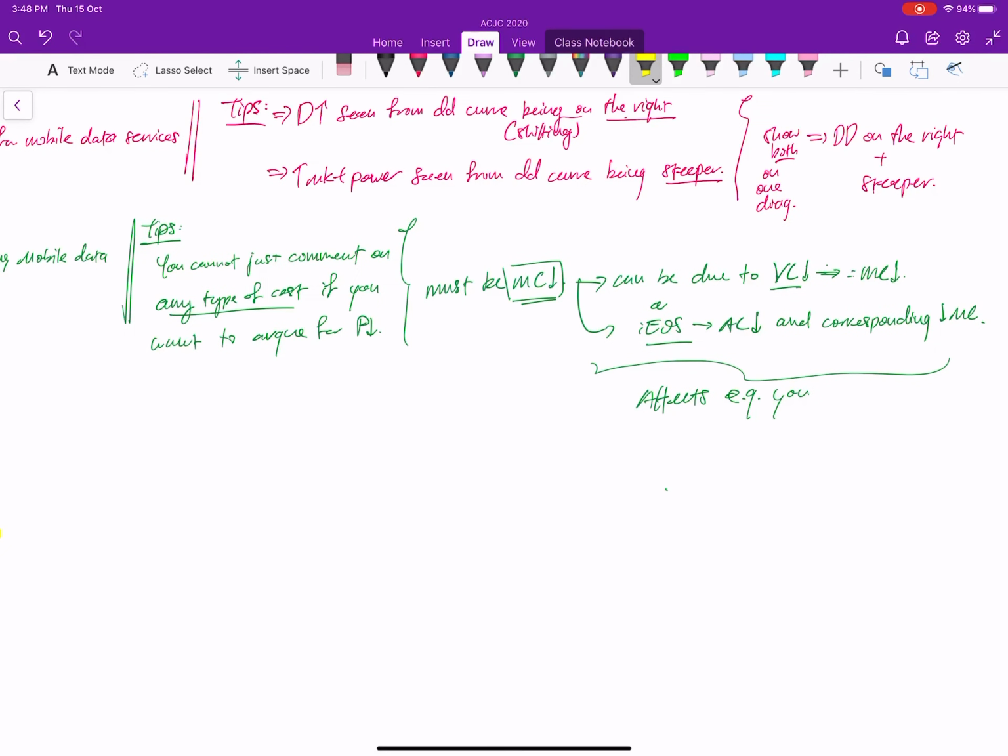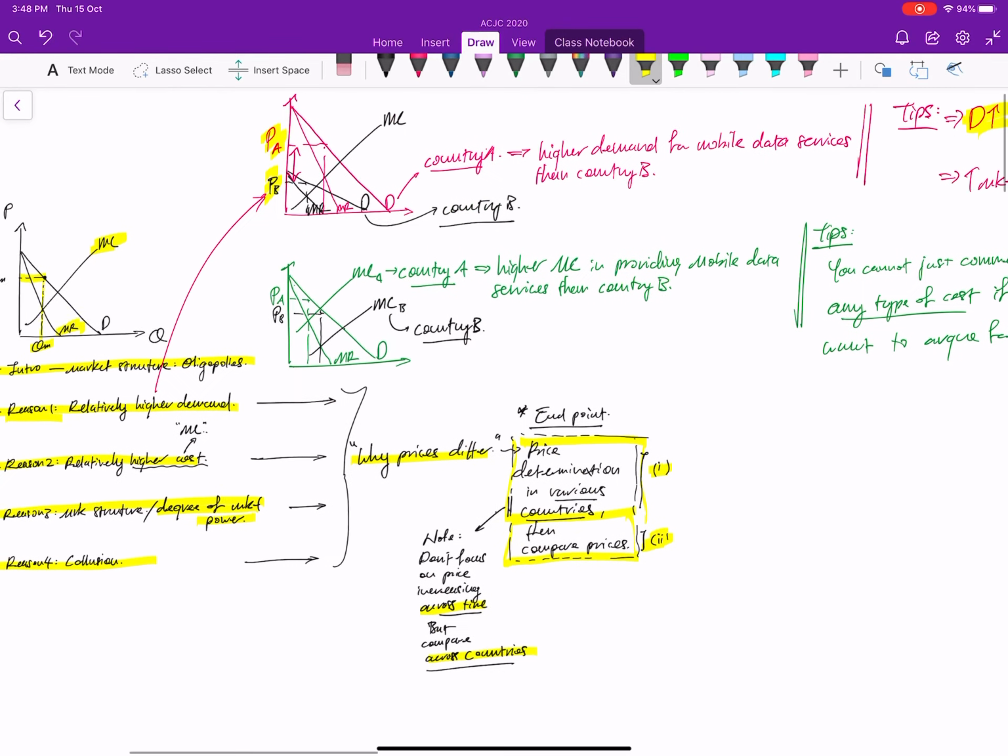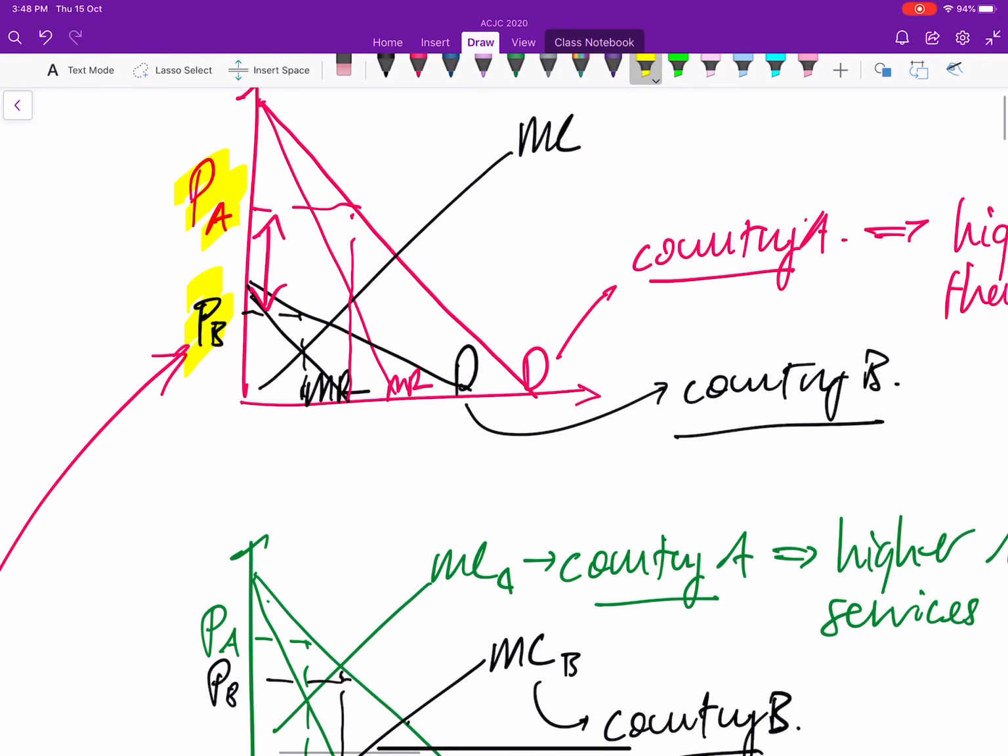Here, we see that demand is higher. How do you see that from the graph? It's seen from the demand curve being on the right. So when I say country A has a higher demand than country B, it's because the demand of country A is on the right. You see? It's on the right of country B's demand curve. That's how you see it's higher.